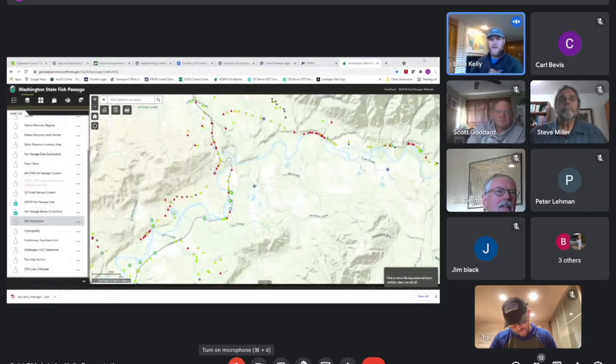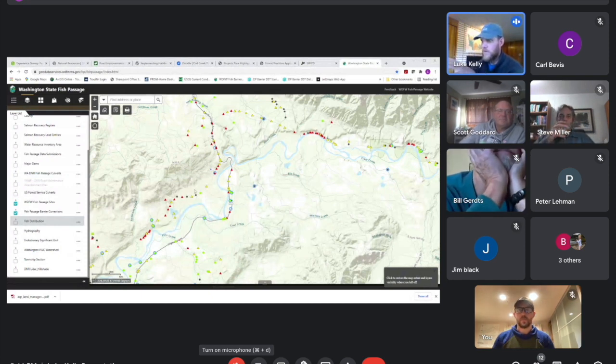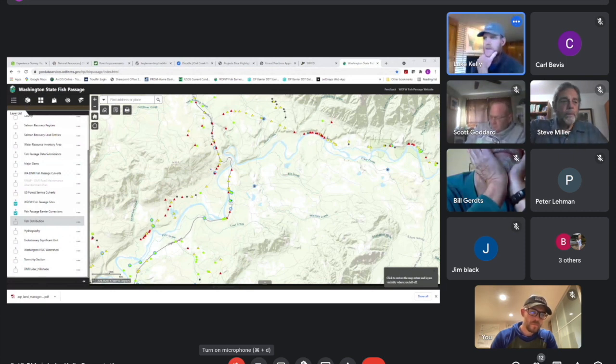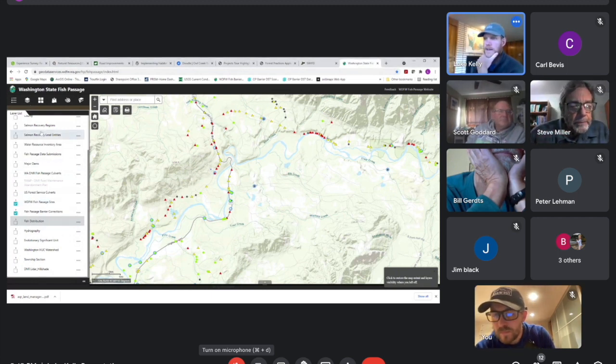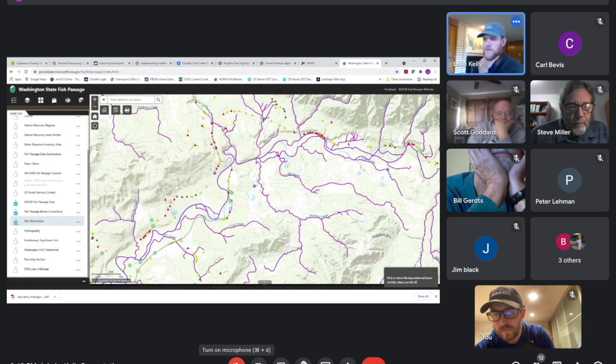Here we go. Okay. So I assume most of you have seen this. This is DFW's statewide database. And this layer list on the top left is where we're going. That's where I am now. And down here, see fish distribution. We're going to select that. Now everything turns purple, but we want more detail. So I'm going to hit the little arrow that points to the right, and it toggles down. Look what shows up here.